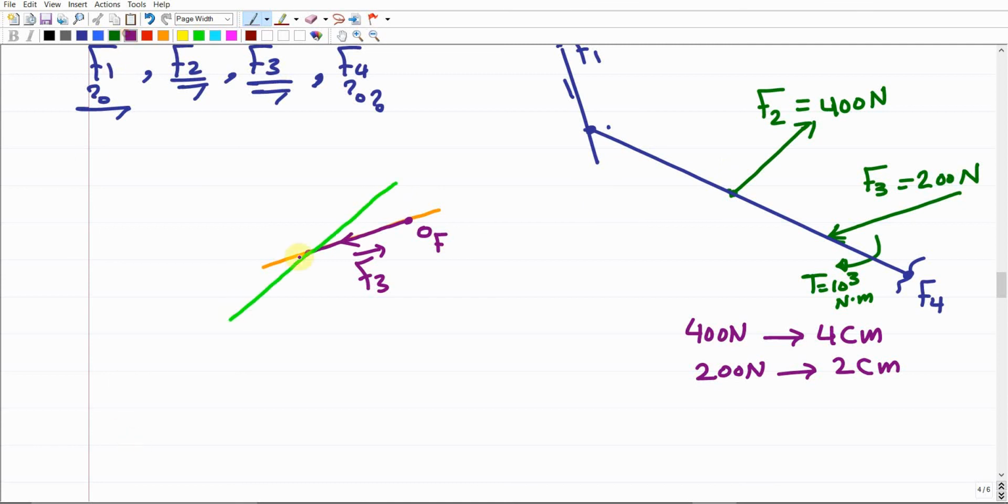Then starting from the end of F3, measure the value of F2, which is 400, equivalent to 4 centimeters. You can measure 4 centimeters either up or down. Which direction? Follow the same direction as F2. F2 is going up, so I have to go up in this direction. Let me extend this line a little bit, and then I'm going to measure over this line 4 centimeters.